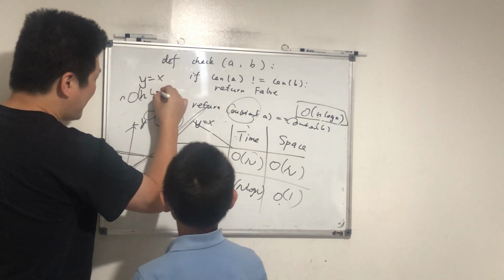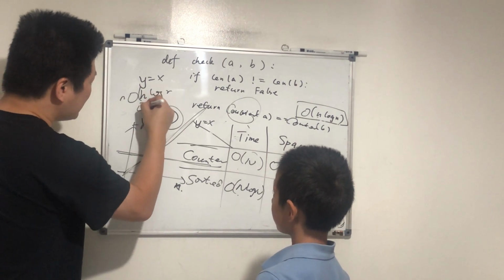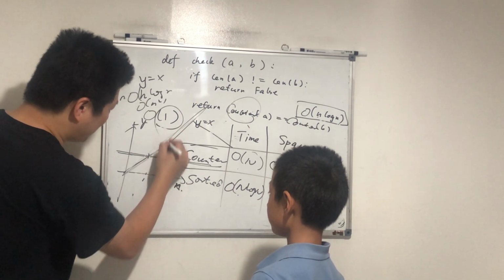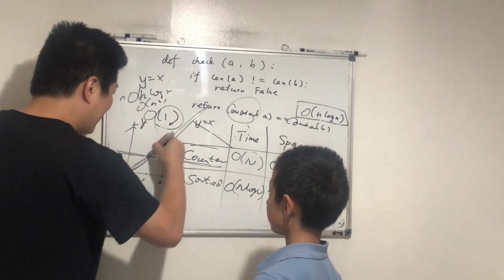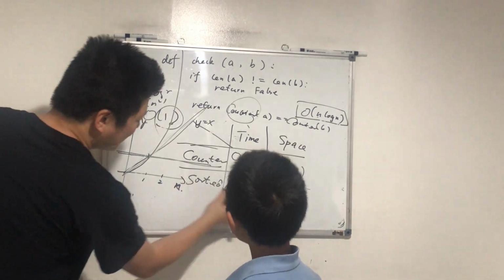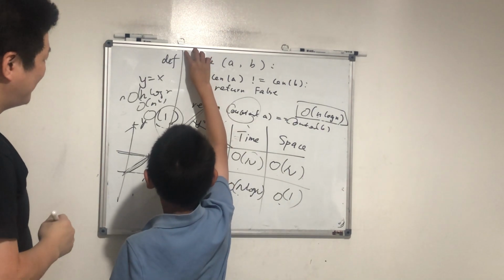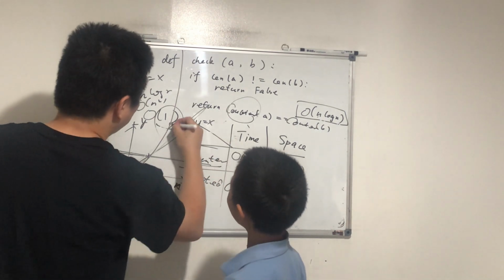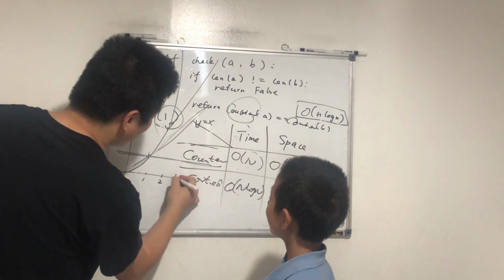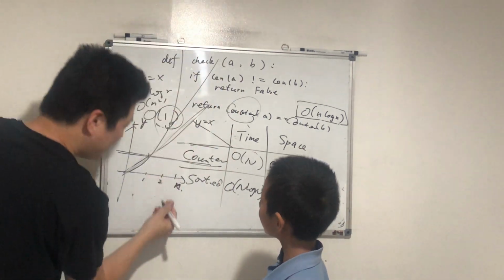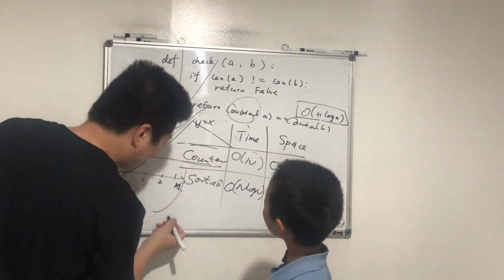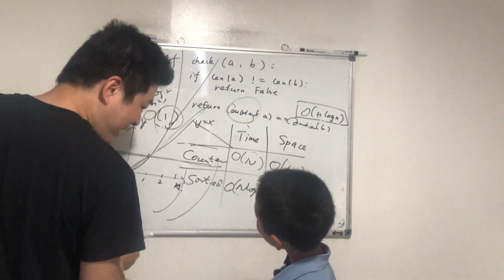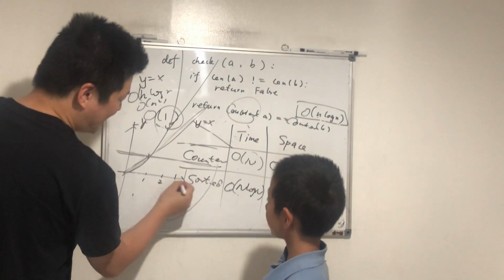O(n log n), I don't know how it's drawn, but O(n squared) would be like this. When n is 1, it will be 1. When n is 2, it will be 4, and when n is 3, it will be 9. If n is a million, it will be that high. You will go up very, how do you call this? Slope, yeah, steep. But with constant, no matter how big n is, even a million, it is still 1.